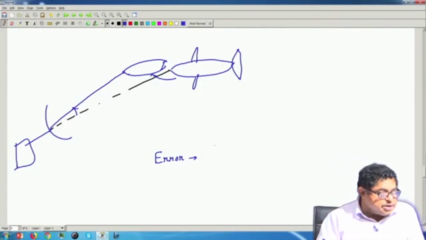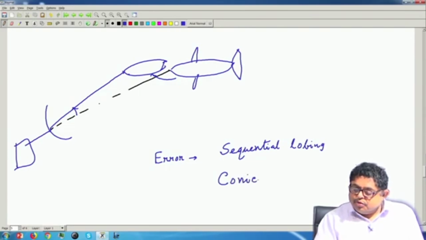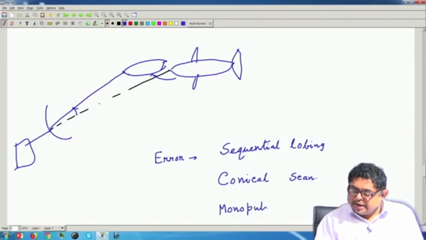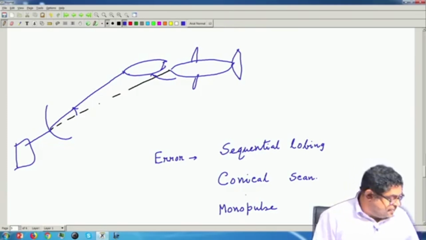Now, this error signal can be produced by three methods. One is called sequential lobing. Another method is called conical scan, and finally, we will see a method called monopulse. I have already told you about monopulse. This is the best method, a very good method for angle tracking, but historically this came later. So, we will discuss them one by one.